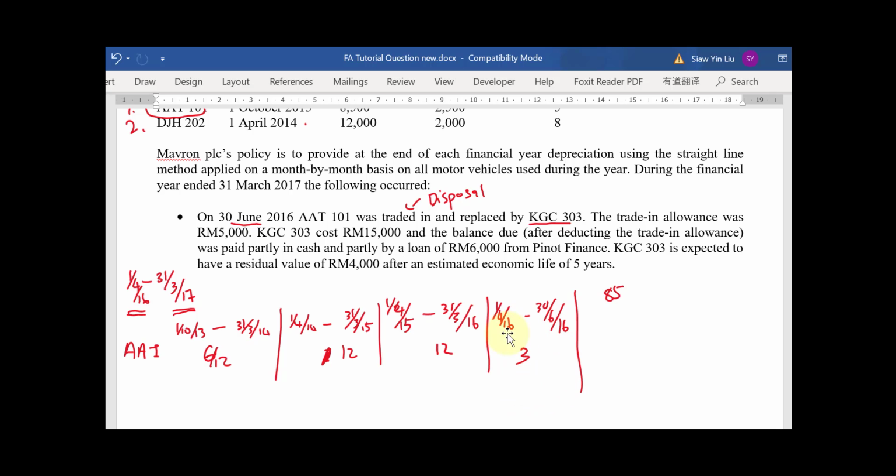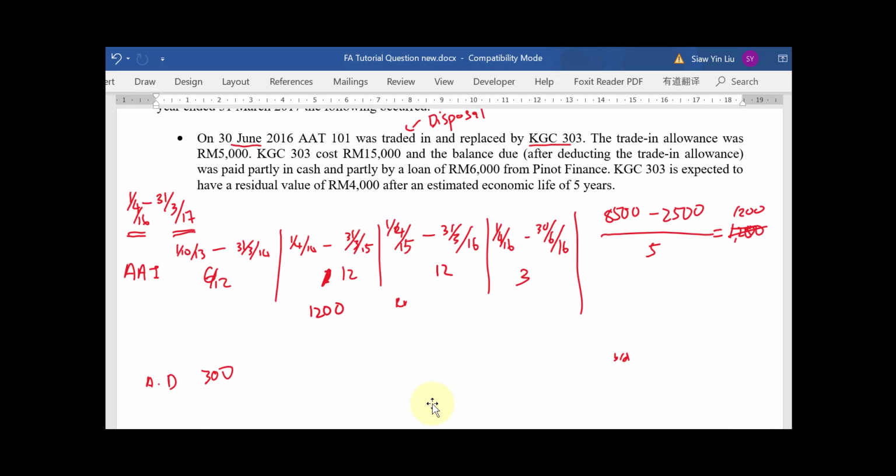So now we need to calculate the depreciations for this asset. 8,500 is the cost, minus the residual value, divided by the number of years. So every year you need to depreciate 1,200. So 1,200 for the full year in the second year and third year. For the current year, depreciation is 300. First year depreciation will be 600.